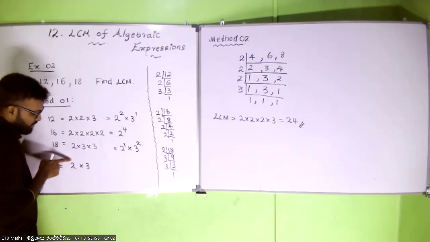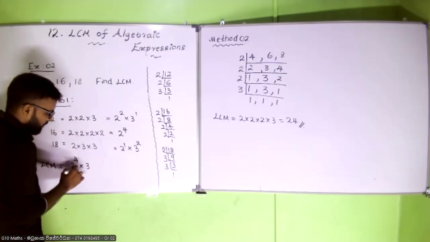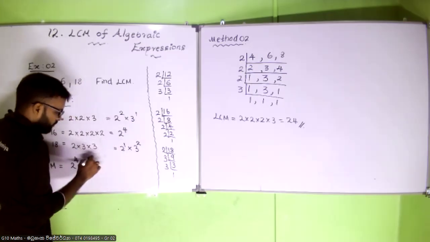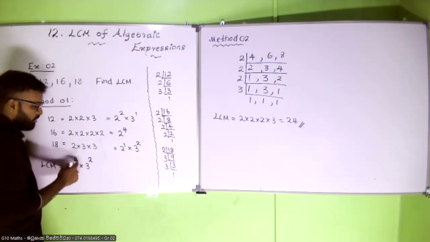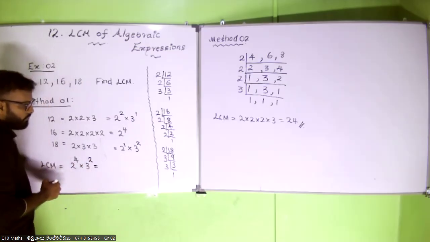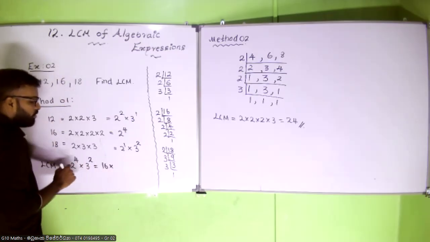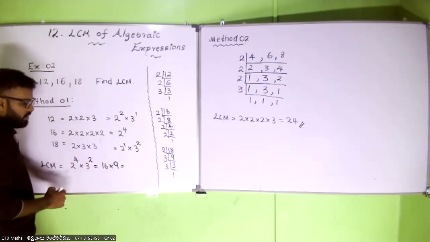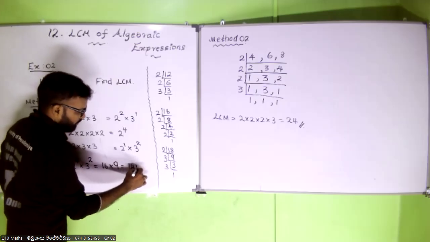What is the highest power of 2? 2 to the power 1, 2 to the power 2, 2 to the power 4. 4 is the highest power. For 3, we have 3 to the power 1 and 3 to the power 2. 3 to the power 2 is the highest power of 3. So this is 2 to the power 4, 3 to the power 2. 2 to the power 4 is 16. 16 multiplied by 3 to the power 2, which is 9, gives 144. So the smallest number will be 144.